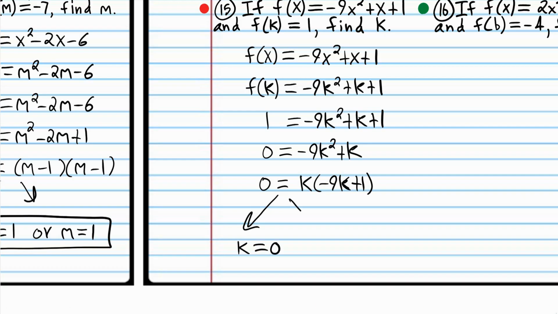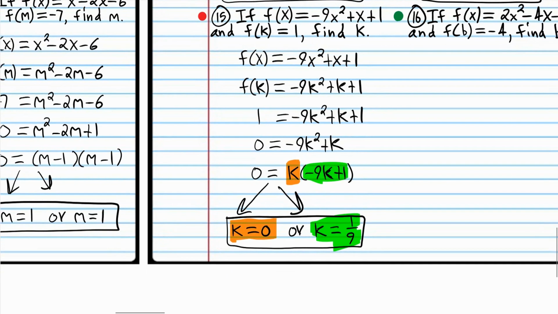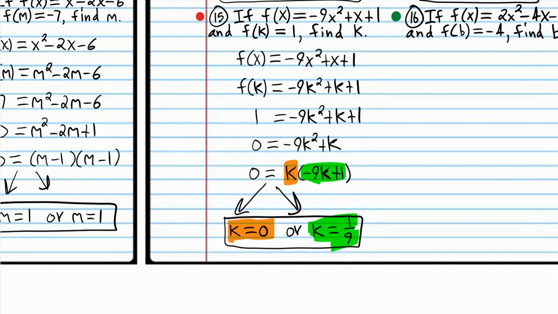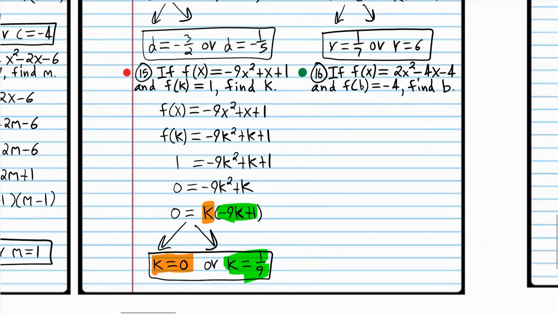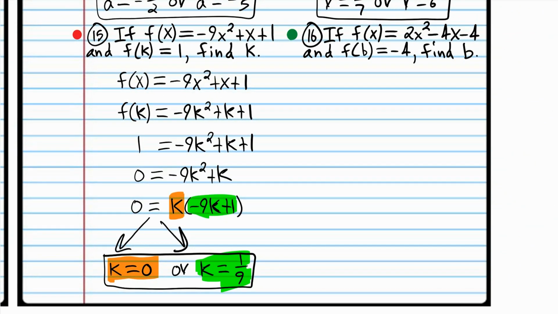So now we see what our answers are. K can be 0 or 1/9. So this factor here told us that 0 is a solution, and this factor here told us that 1/9 is a solution. Alright, so I want you to try number 16, and when you come back, we'll do it together.